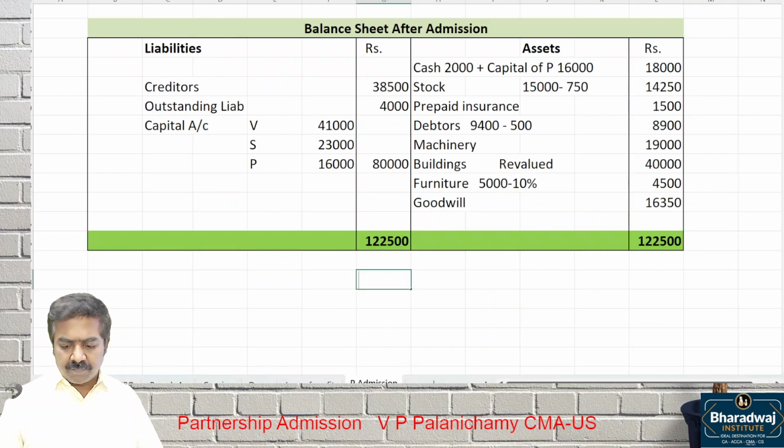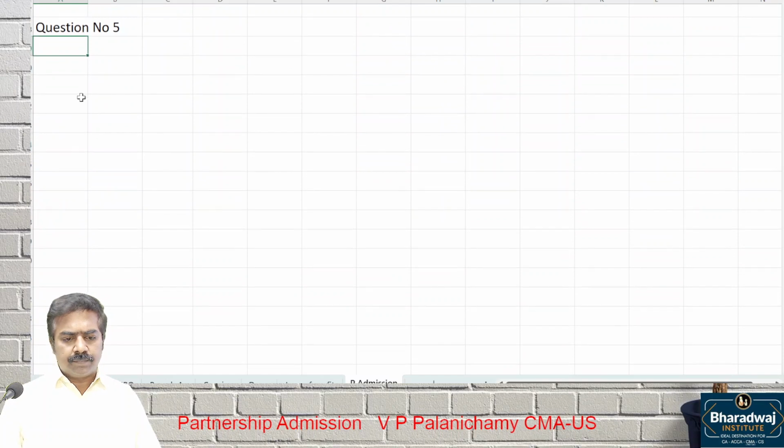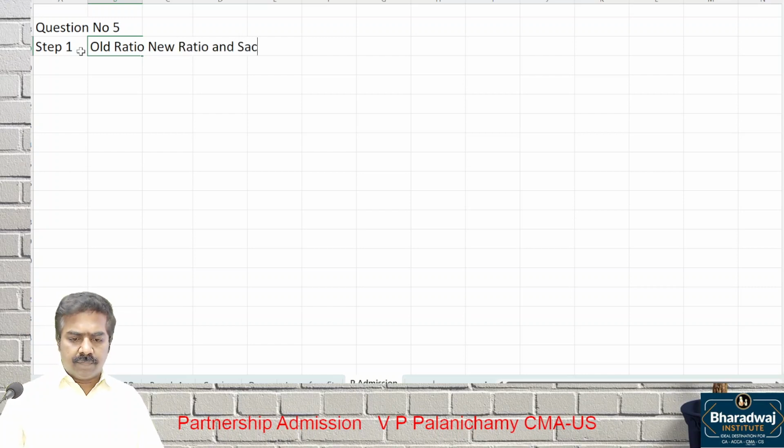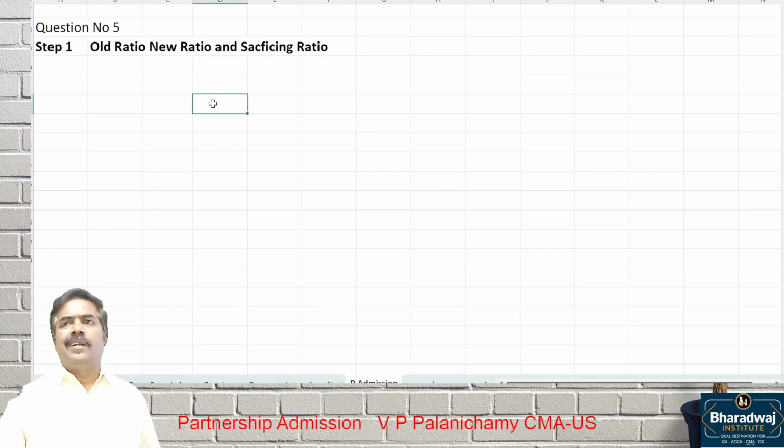What is step 1? Start. Let us do it together. Question number 5. Please start along with me. Step number 1. Old ratio, new ratio, and which ratio? Old ratio, new ratio, and sacrificing ratio. Let us begin. Paying attention. Old ratio, new ratio, and which one? Sacrificing ratio. Who are the old partners? G and S.